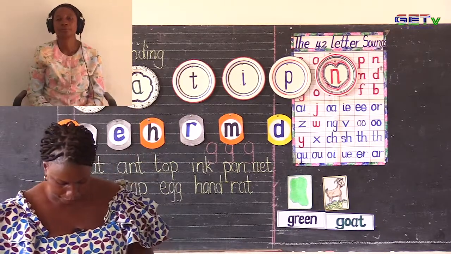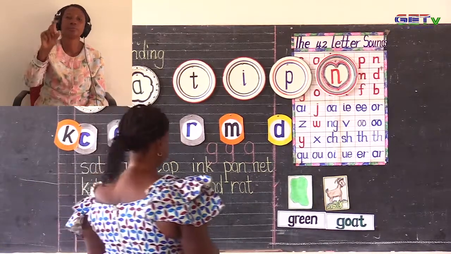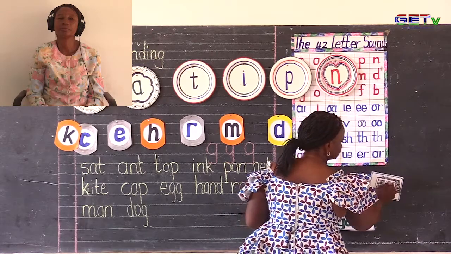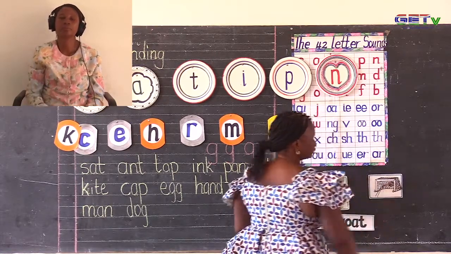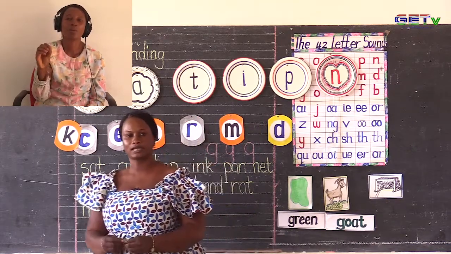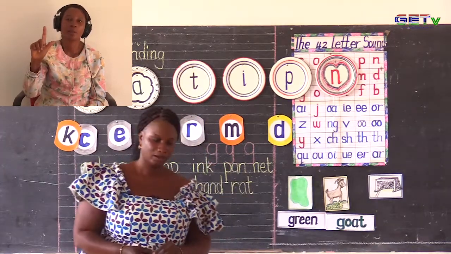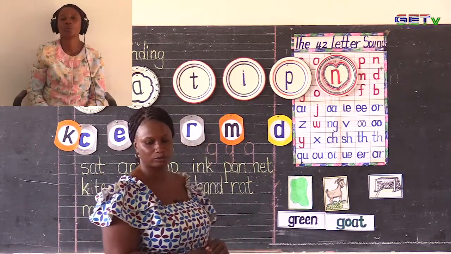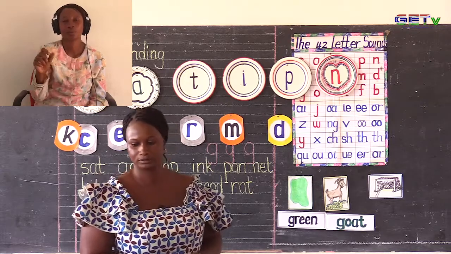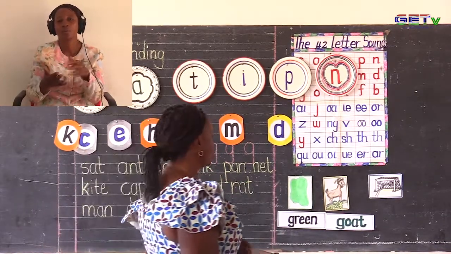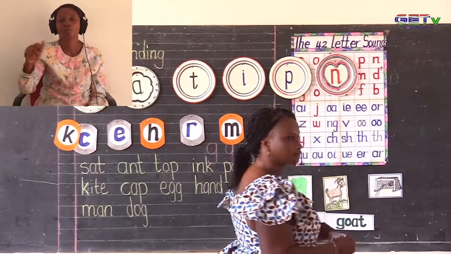Now, another one. This is goal. Class, do you know what is goal? You know, some of us like watching game. When you kick the ball and it enters the net, that is what we call a goal. So now, if you look at the initial sound in the word goal, it is G.